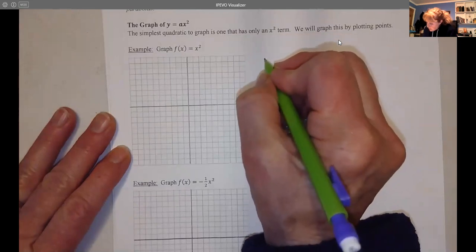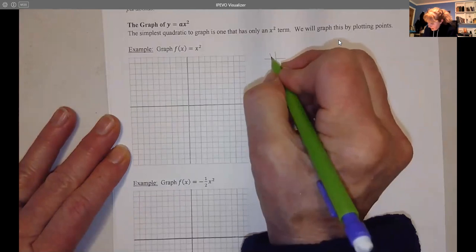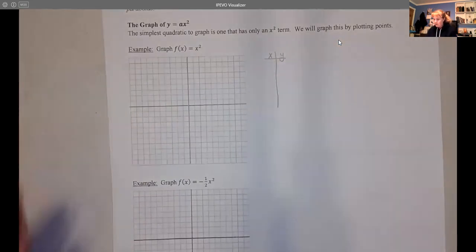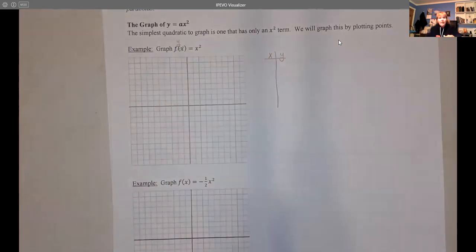So we're going to choose some points, some X and Y points. We're going to put those in. Again, remember, this means Y, fancy Y. And choose your X's wisely. And again, it's up to you.